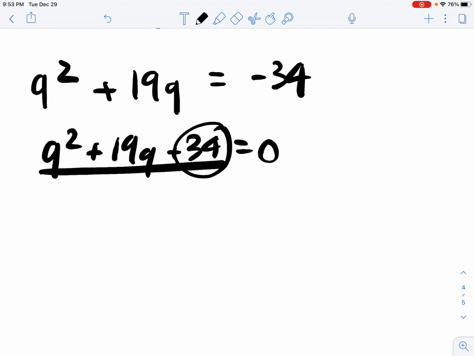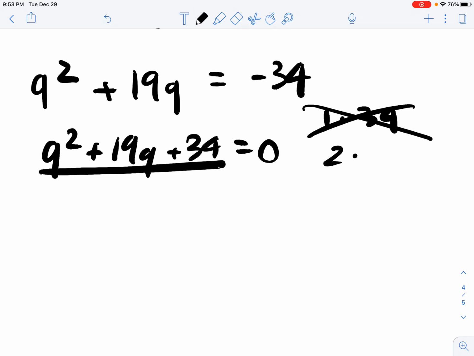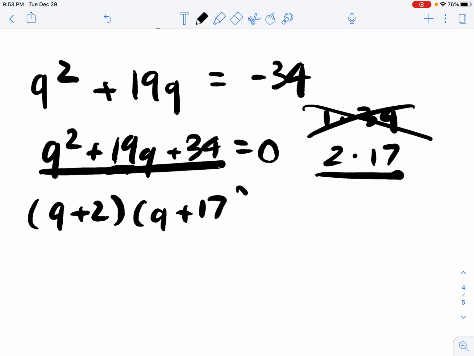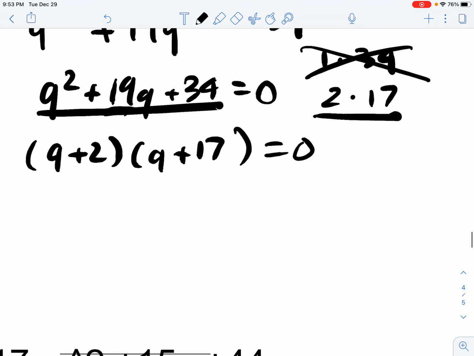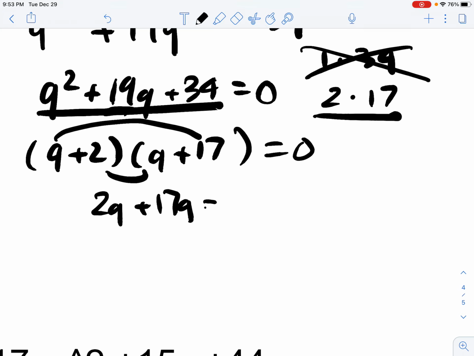So what are common factors of 34? Well, how about 1 times 34, which we know is not going to help us in that case, so we can just cross that out. Let's try 2 times 17. Well, if this does work, then it will add up to 19q. So let's try it. Q plus 2 times q plus 17. Does that work? Yes, it does, because 2q plus 17q is equal to 19q, which is this.